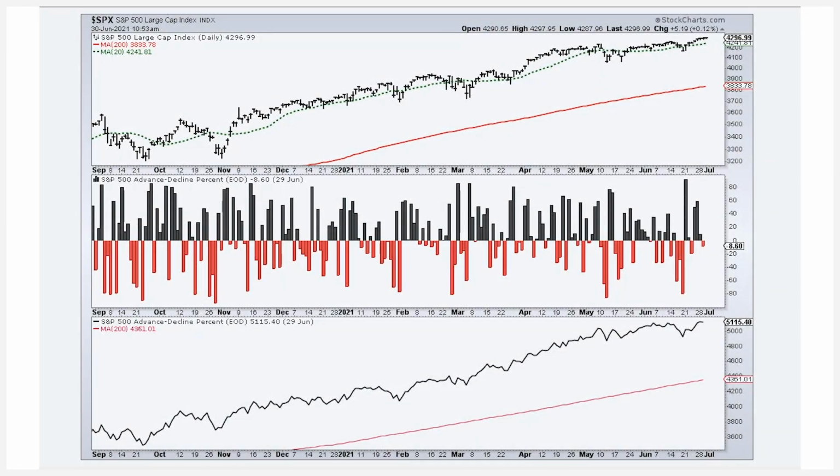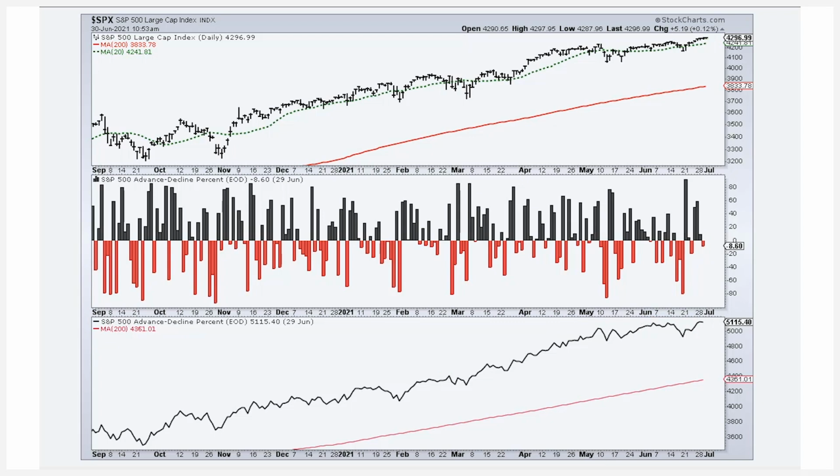So we can also make the advance-decline line from net advances. We have net advances in the middle window here, and there's the advance-decline line for the S&P 500. We can see that it just continues to hit new highs. It hit a new high in May, hit one in June, and hit one here at the end of June. So there is no weakness here in the advance-decline line.